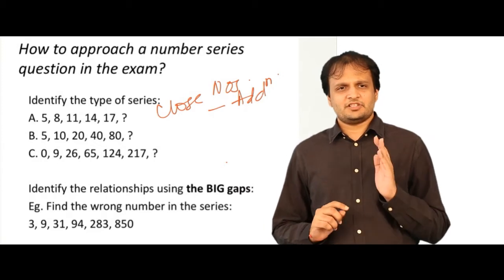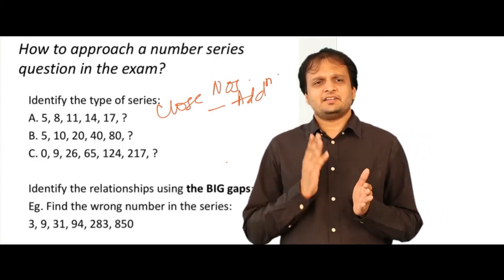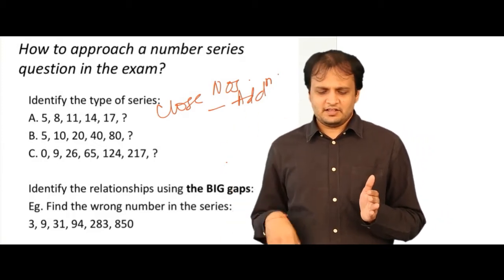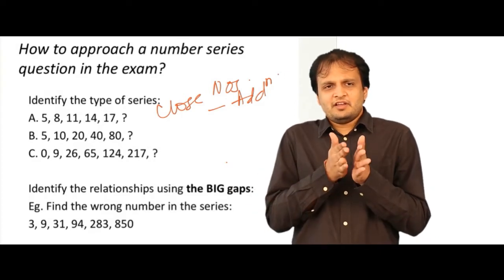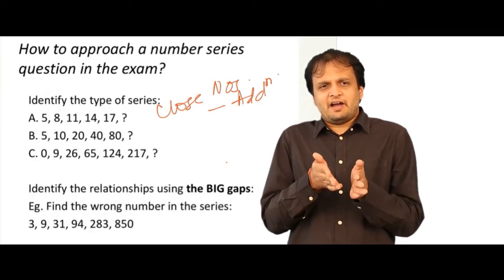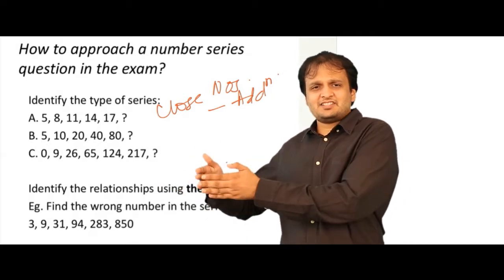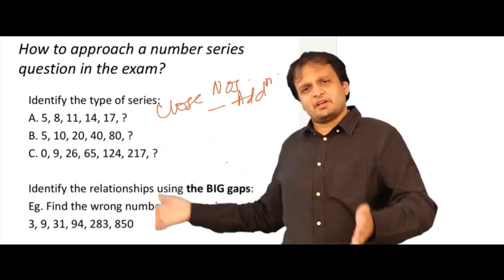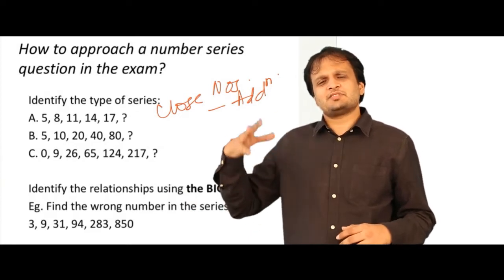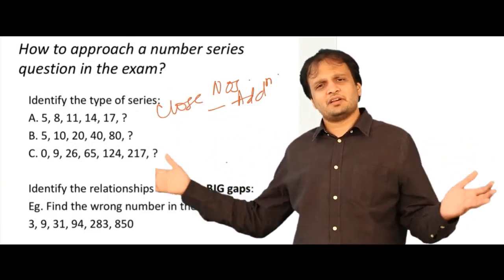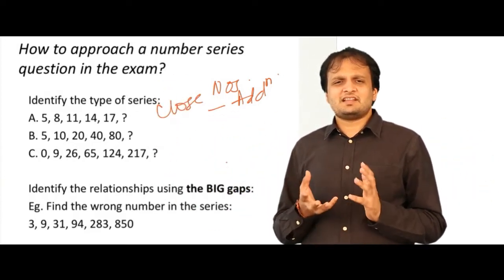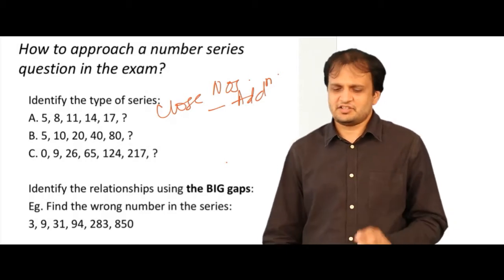Second, question number B. 5, 10, 20, 40, 80. Now what is happening to the numbers? The gap. 5 and 10, there is a small gap of 5. Then there is a bigger gap. Then there is a bigger gap. Then there is a bigger gap. The next number 80 and 160, there will be an even bigger gap. So as the gaps keep on getting bigger and bigger, one of the series that is a very huge possibility is multiplication.